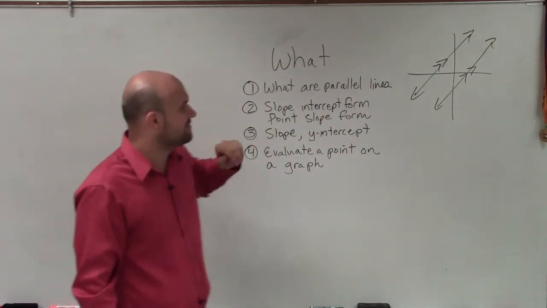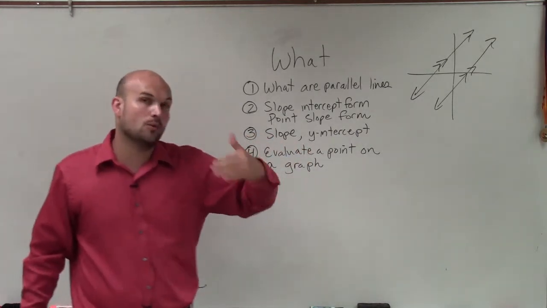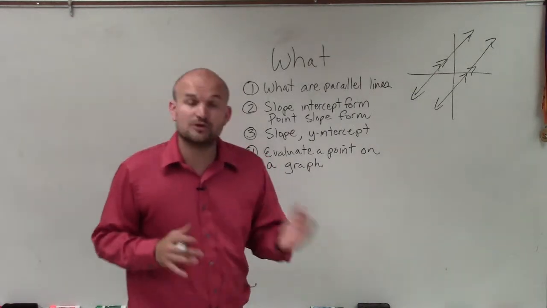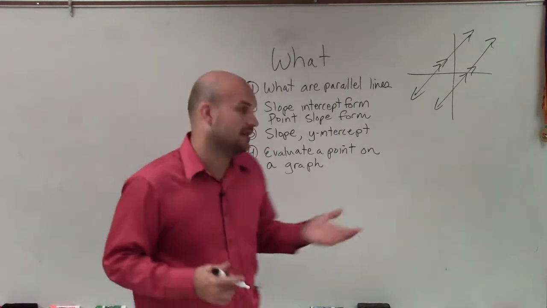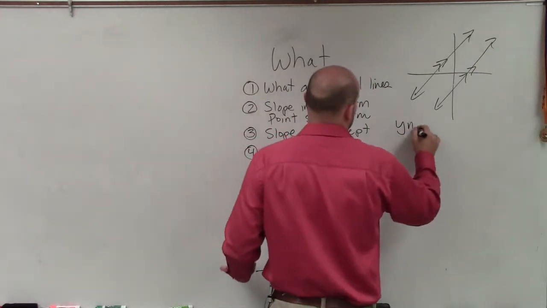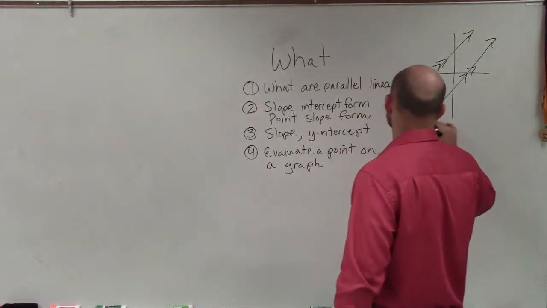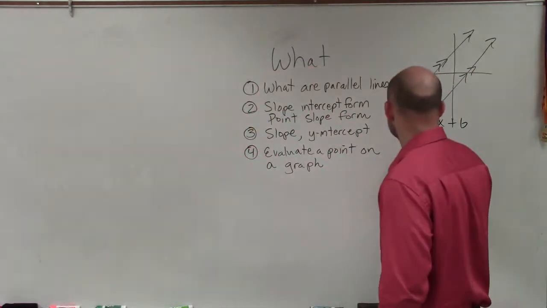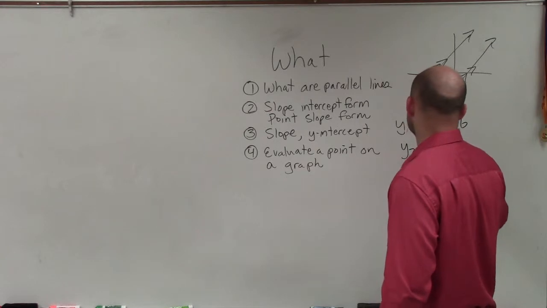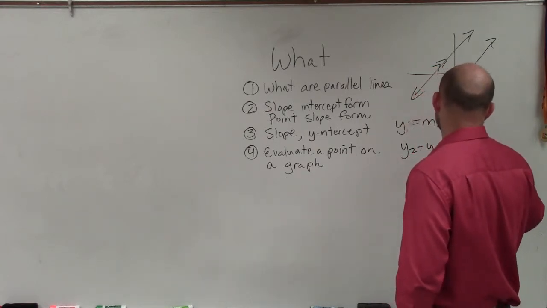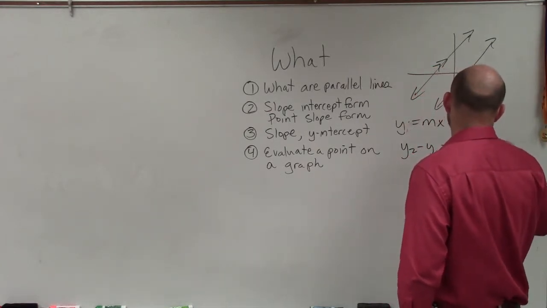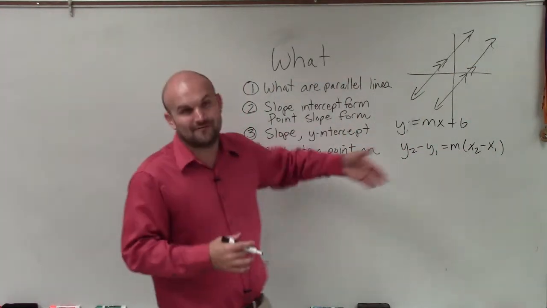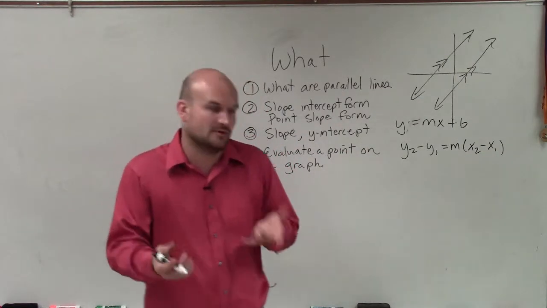The next thing that's very important is to understand what slope-intercept form is, as well as point-slope form. Both of these forms we're going to be using in this course to be able to find the parallel line. So you need to know that slope-intercept form is y equals mx plus b, where point-slope form is y2 minus y1 is equal to m times x2 minus x1. All right? And we'll get into more depth on those. I have videos specifically about both of those forms.